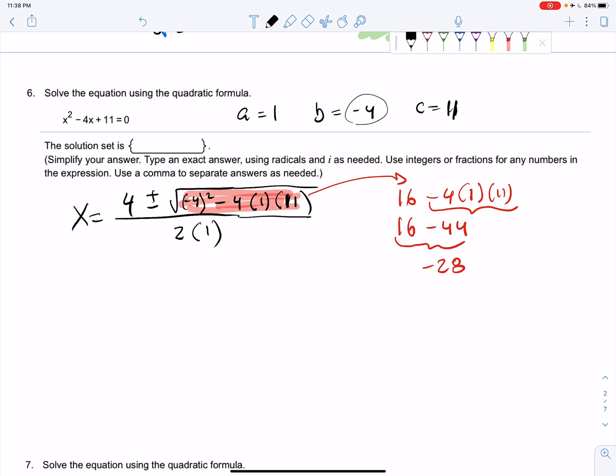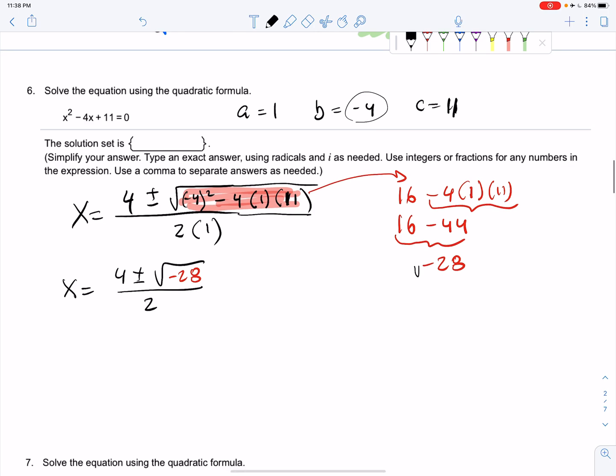So what do we have so far? Well, so far we have 4 plus or minus the square root of -28, and it is all over 2 times 1, which is 2. So tell me about -28. Well, let's put it under a square root, because that's how it is in our quadratic formula. And is there a perfect square in there?